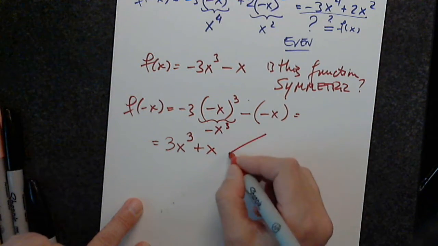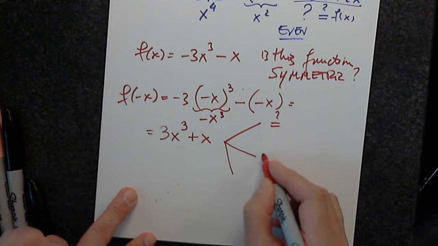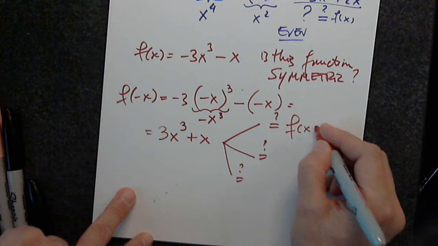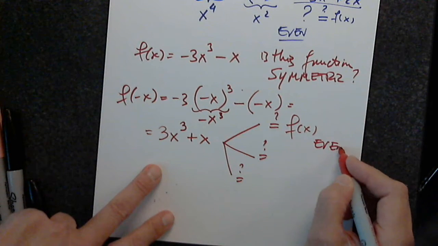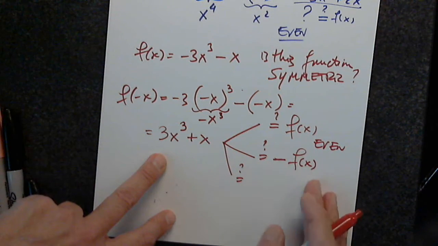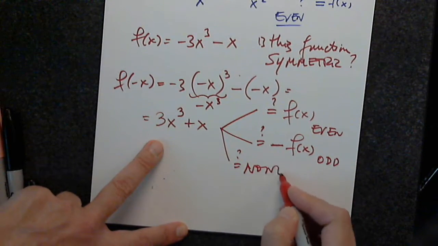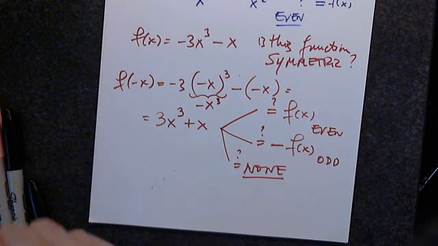Good. So now I have 3 questions that I asked myself. Here's the first question. Here's the second. And here's the third. Is this the same thing with f of x? Because if you say yes, then the function is even. Is this the same thing with the opposite of f of x? If you say yes, the function is odd. Or none of the above. The answer is yes to only one of these 3, 2 no's and 1 yes.